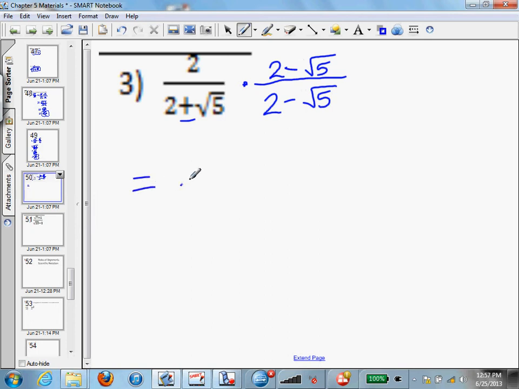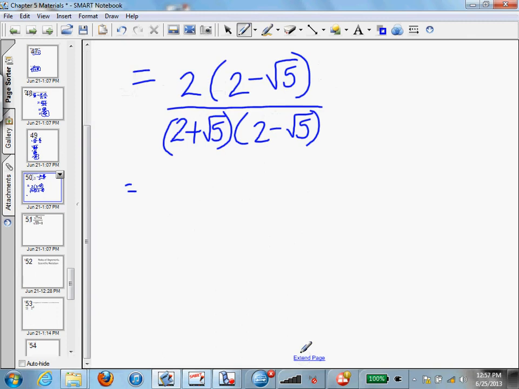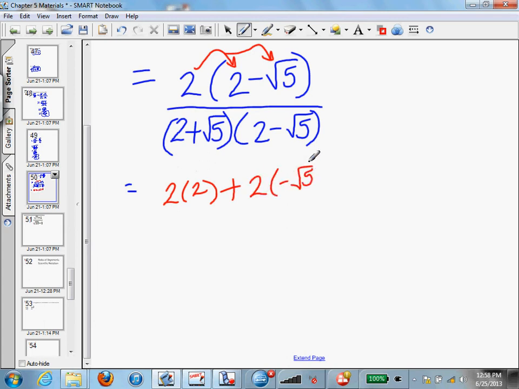So when we do that, we're going to have 2 times 2 minus square root of 5 on top over the quantity 2 plus square root of 5 times 2 minus square root of 5. And we have these opposite signs, as you might remember from factoring. We're going to cancel out any middle terms that may have radicals in them. So if we were to take the 2 and distribute it to everything inside the parentheses on top, we'd have 2 times 2 plus 2 times a minus square root of 5.